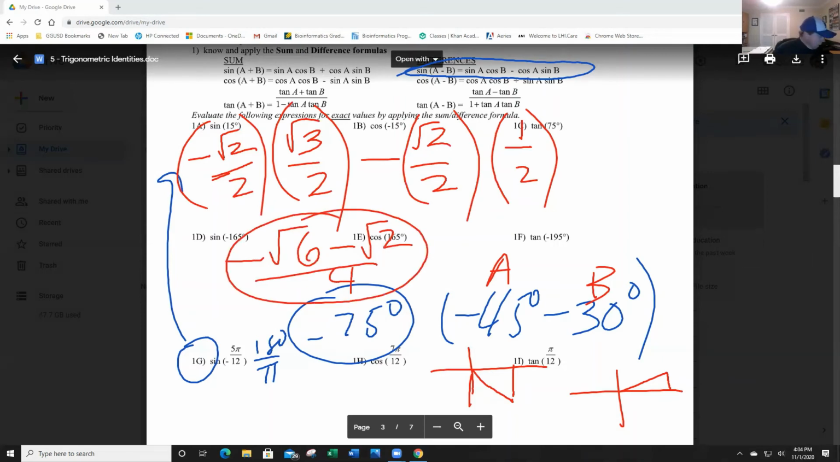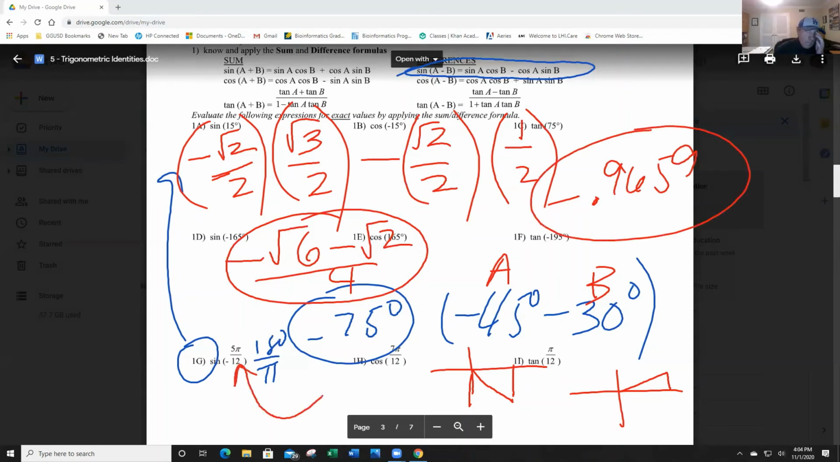Okay, and that is the same. Here's the decimal answer, negative 0.9659. Again, a good way to do this is just throw in the sine of negative 75 degrees and see if you get that decimal, and then see if it comes out when you do the calculations of this. That's a great way to check your answer. Okay, so that's 1G.